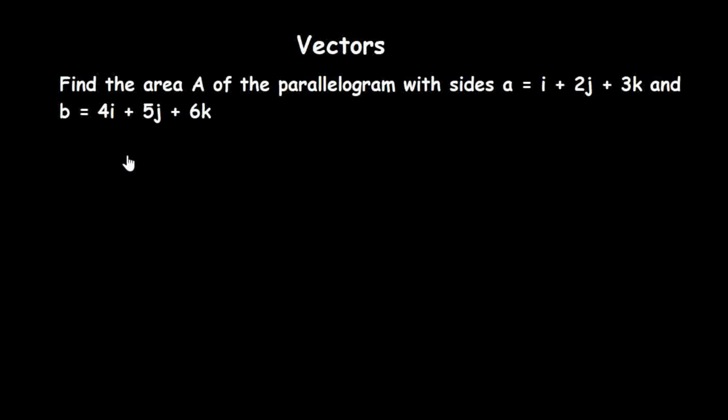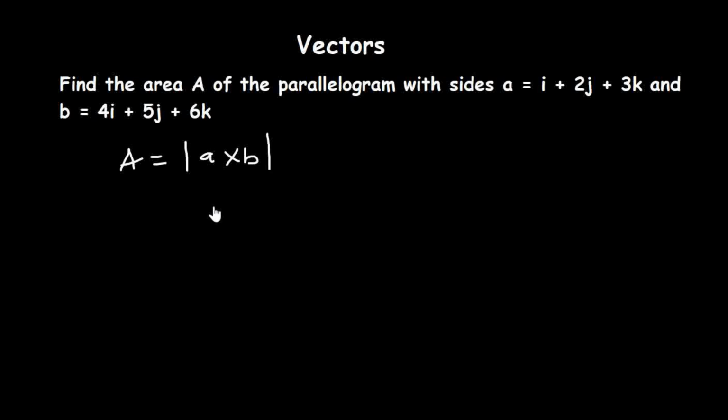To calculate the area of a parallelogram, the area A will be equal to the magnitude of the cross product of vector A and vector B. So when you take the cross product of vector A and B, we take the magnitude of the vector that we get, and that will give us the area of the parallelogram. So now let's look at that.